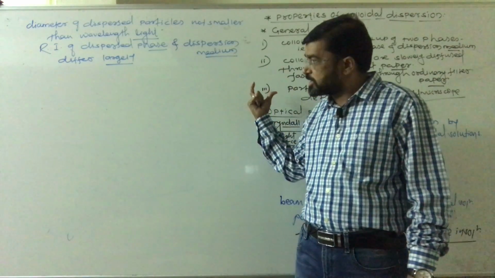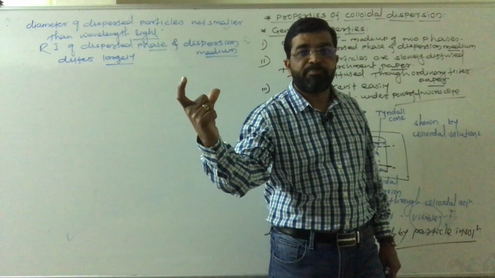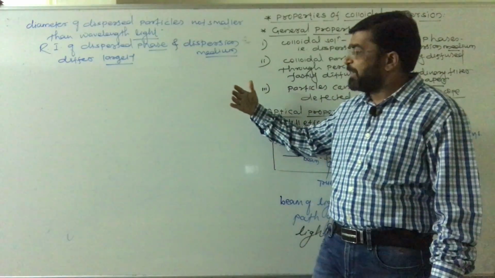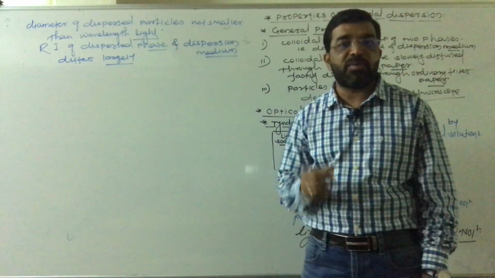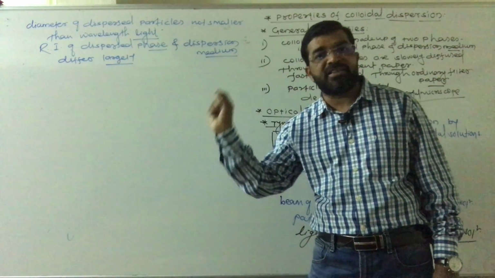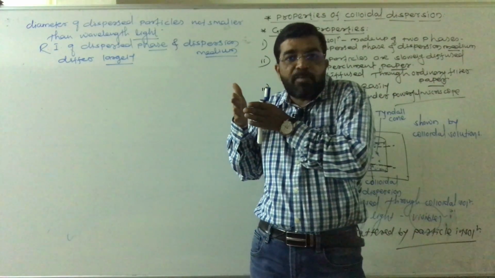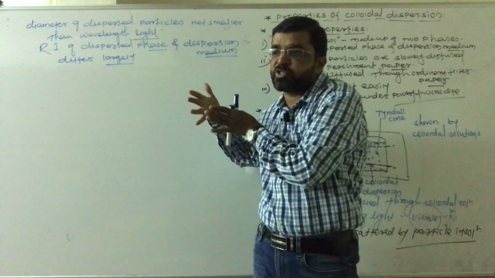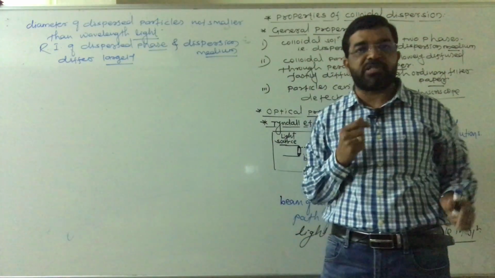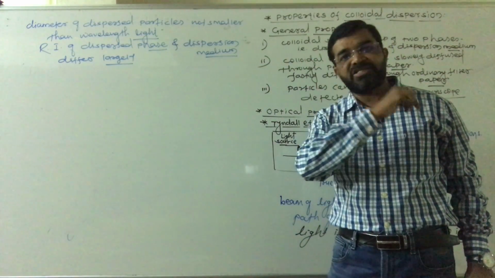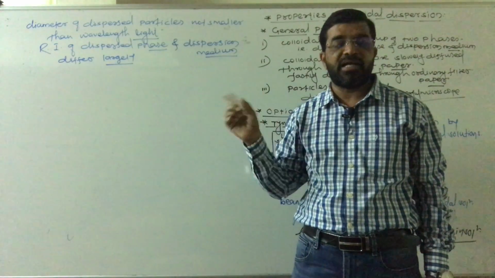if the window is open, sunlight comes through it, and the path of that sunlight becomes visible because the dust particles spread in the air, in the atmosphere, scatter the light, and we see that light clearly as it passes, the path of that beam becomes visible. So that is the Tyndall effect.